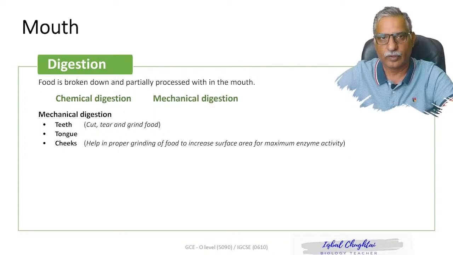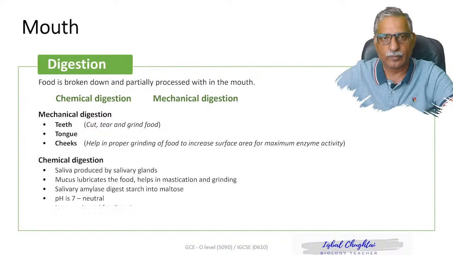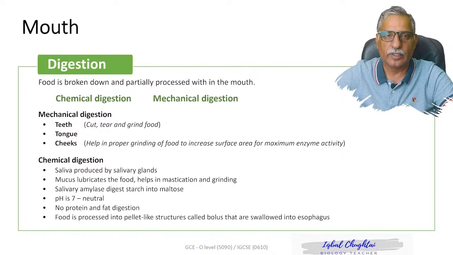So larger food particles are broken down into smaller food pieces so that enzyme activity becomes very effective. Chemical digestion involves saliva. Saliva is a liquid produced by the salivary glands in the mouth, and this saliva contains mucus that liquefies the food, and it also contains an enzyme. This enzyme is known as salivary amylase. Salivary amylase digests starch present in the food into simple sugars, also known as maltose.